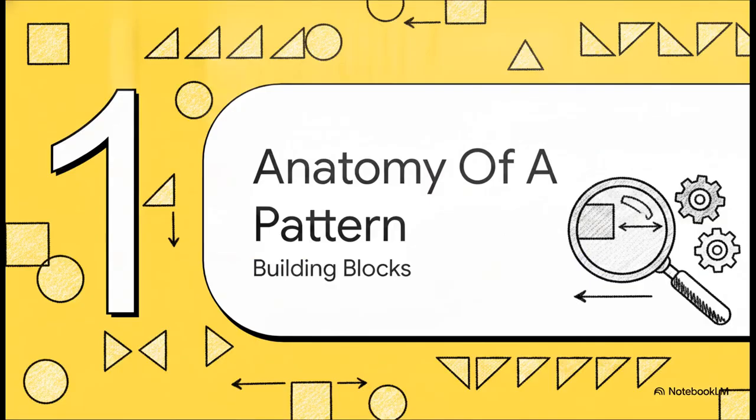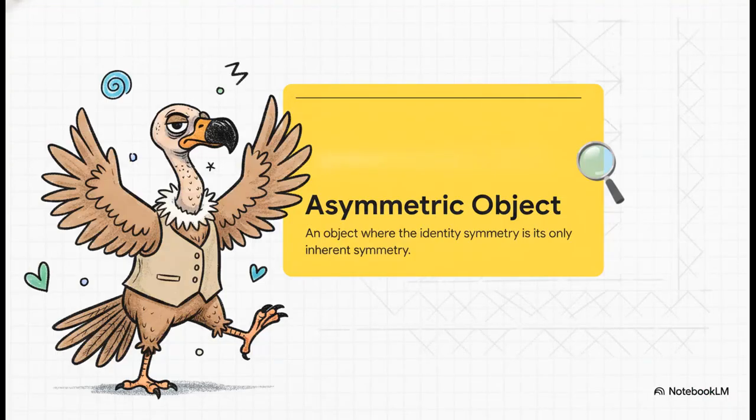Section 1. Anatomy of a pattern. Let's quickly lay down the basic building blocks for our investigation. Okay, first up, we really need to understand what mathematicians mean when they say an asymmetric object. In math terms, an object is asymmetric if its only inherent symmetry is the identity symmetry. Now I know that sounds super formal, but it literally just means leaving it alone. If you can't flip it, you can't rotate it, and you can't mirror it to make it look exactly the same as it did before, well, then it's perfectly asymmetric.